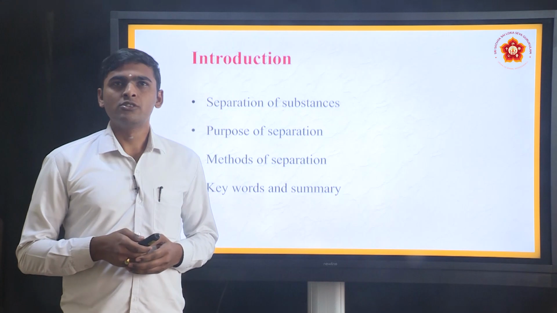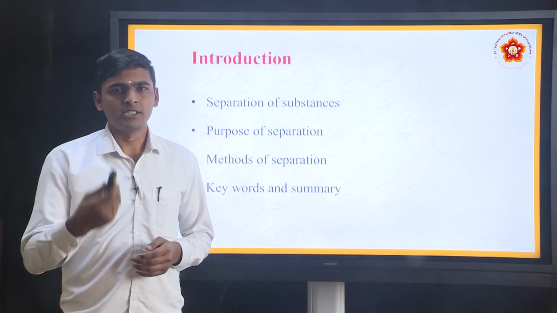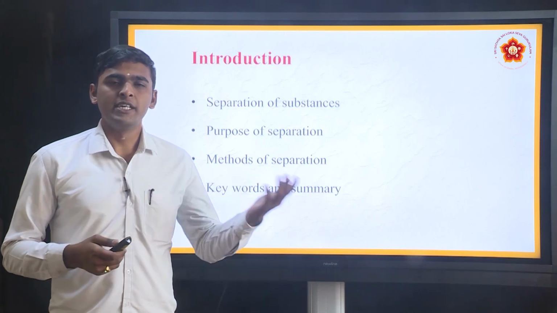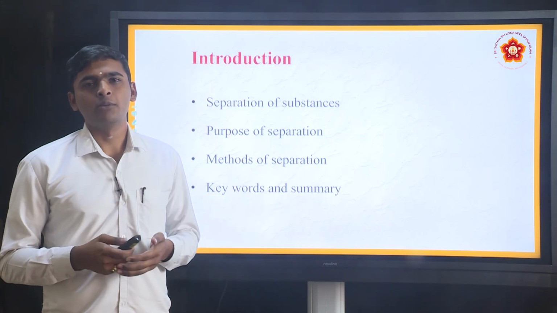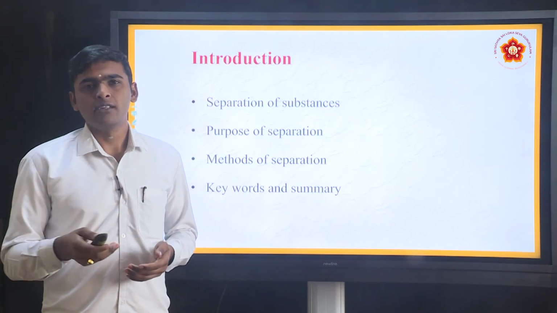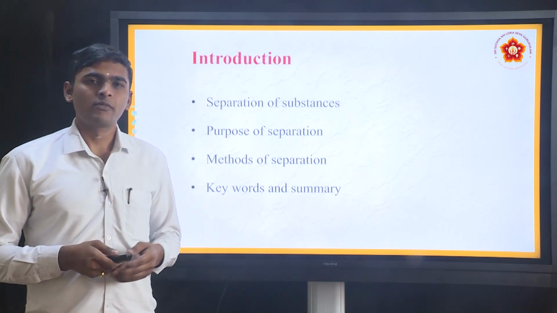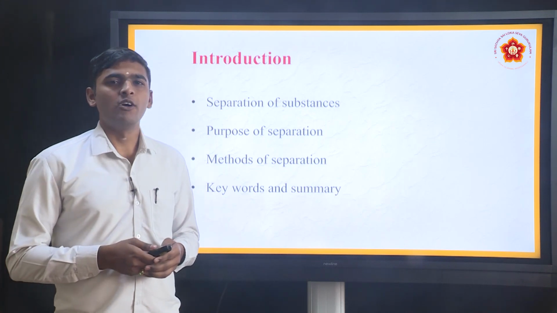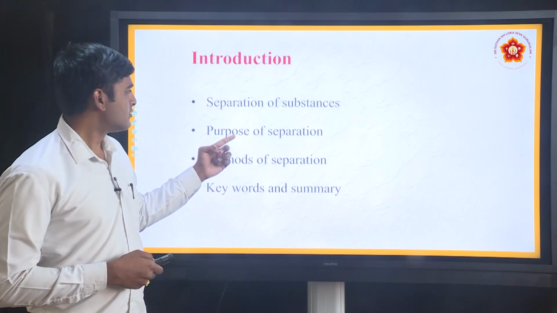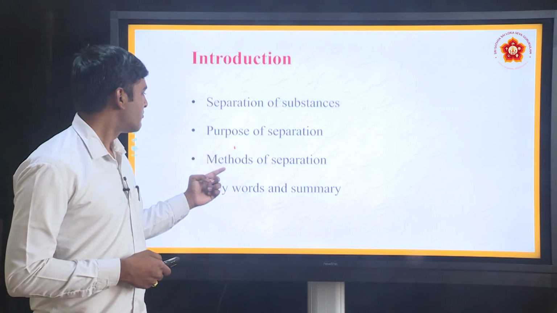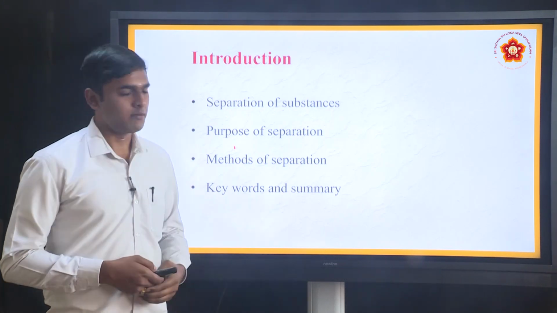And you should also know, when you are eating food, you should think that many processes are involved from the beginning of growth of the crops and processing of the crops, and then preparing, purifying, then ultimately cooking the food. So, first we shall know step by step which are the processes involved in the separation of substances. In this chapter we will know separation of substances, purpose of separation, methods of separation, and lastly we will study keywords and summary of the chapter.